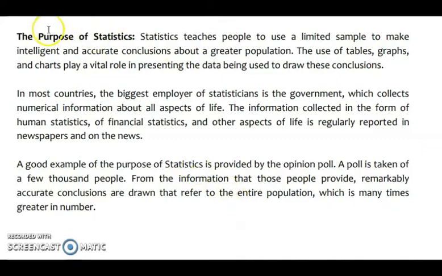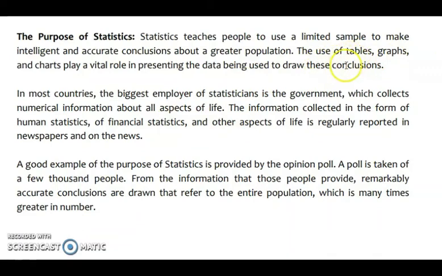The next thing is about the purpose of statistics. What is the purpose of statistics? Statistics teaches people to use a limited sample to make intelligent and accurate conclusions about a greater population. What is the meaning of this? In order for us to conclude about a greater population, we might not be able to collect data from the whole population. So what we can do is select a few samples to analyze, and from the analysis of the sample data, we can make a good conclusion about a greater population. The data from the sample can represent the whole population with a certain level of confidence.